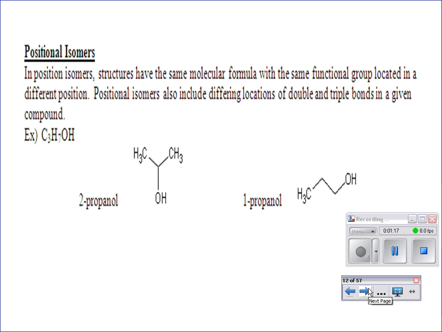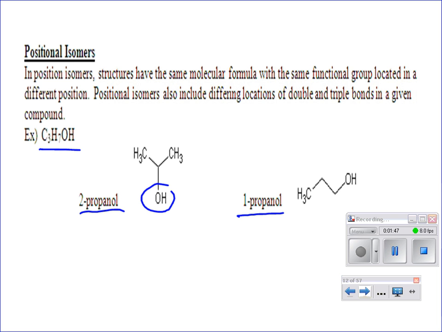Then we have positional isomers. Positional isomers, again, have the same molecular formula, but some part of the compound is placed differently. For instance, if it's an alcohol, and we're going to talk about alcohol nomenclature tomorrow, this is an OH on the second carbon, so we call this 2-propanol. This is an OH on the first carbon, so we call it 1-propanol. Again, they have the same formula, C3H7OH, but they're just arranged differently, so they're named differently.